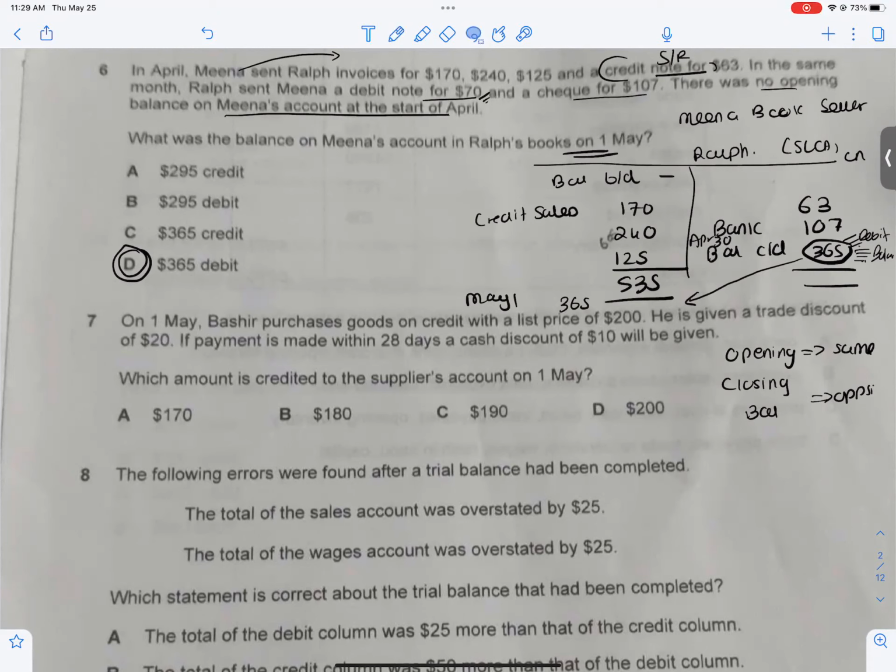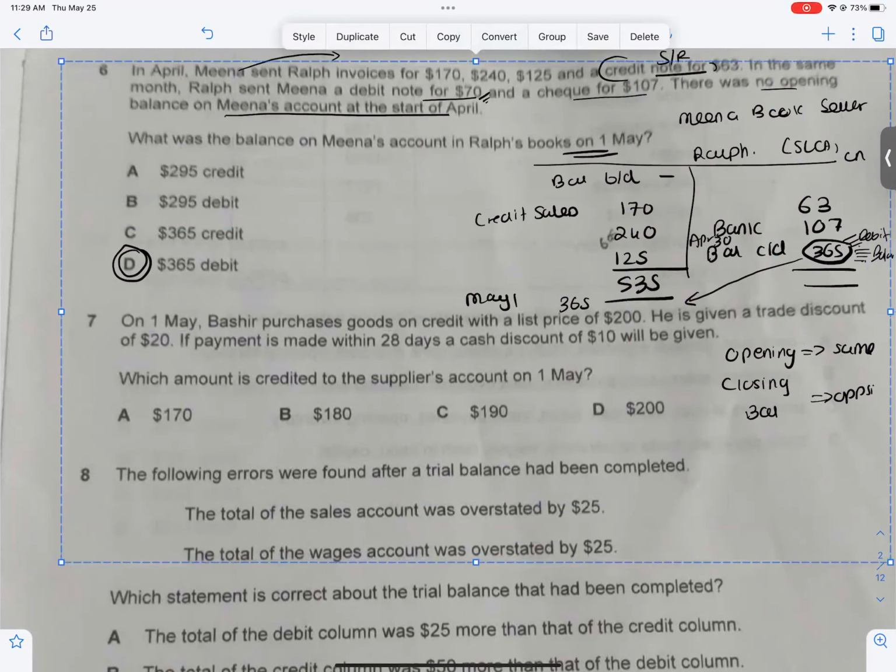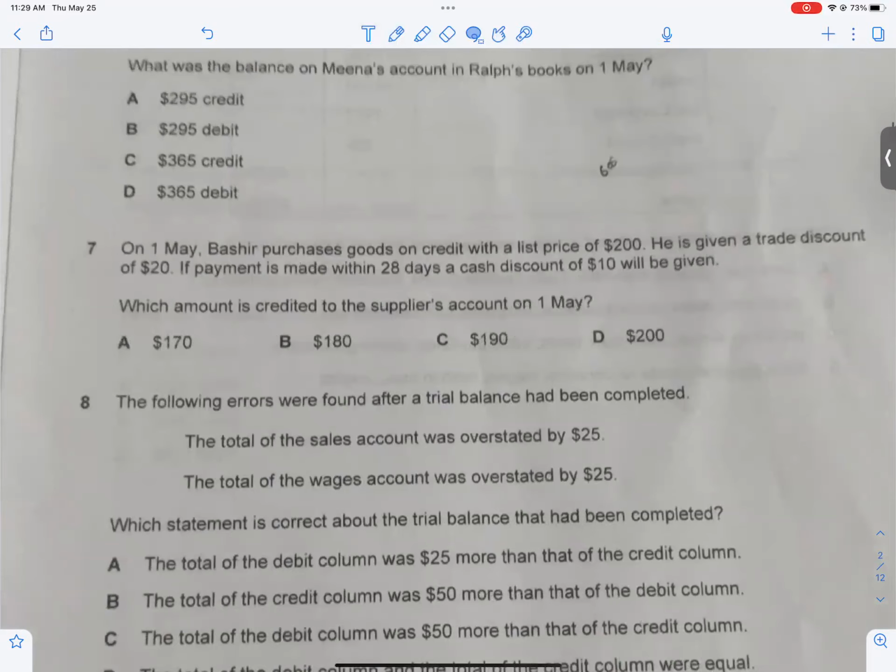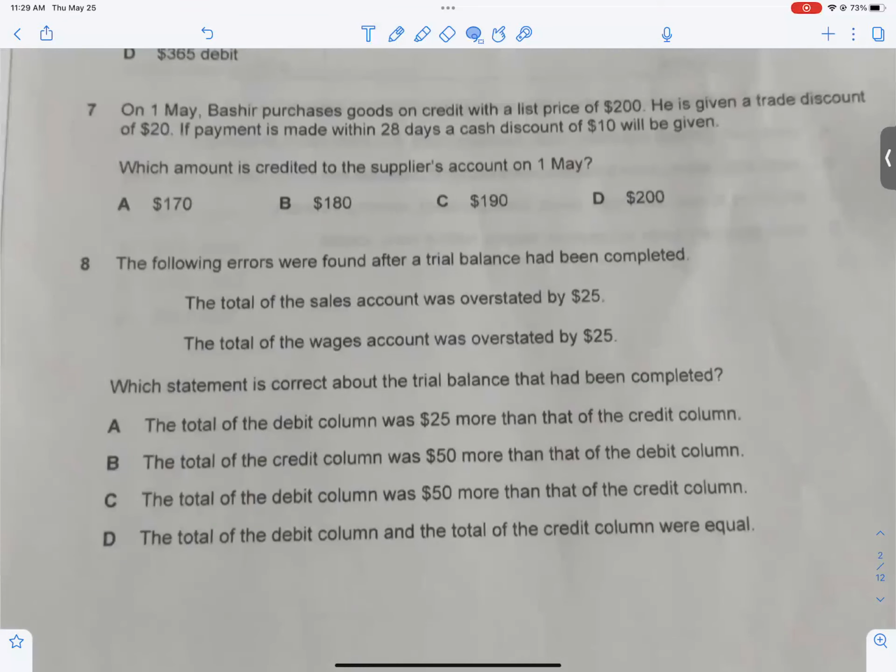On May 1st, Bashir purchases goods on credit with a list price of 200. He is given a trade discount of 20. If payment is made within 28 days, a cash discount of 10 will be given. Do we record cash discount? We record cash discount if they make the payment within 28 days. So we don't know that. The amount is credited to supplier's account. So if they make the payment in 28 days, I will give cash discount.